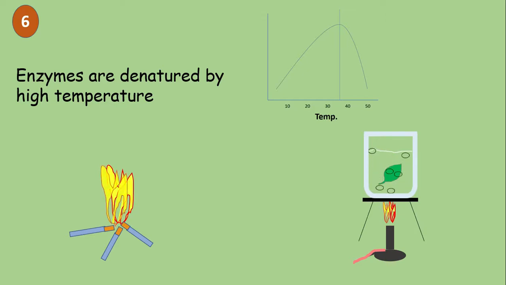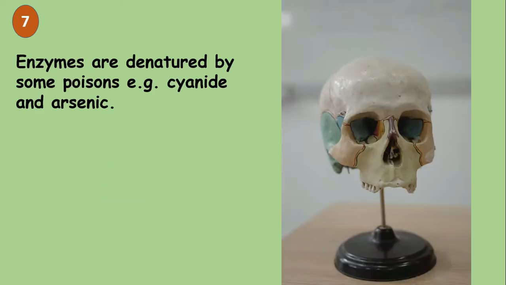And we move on to the seventh property of enzymes. Here we go. The seventh property of enzymes is that enzymes are denatured by some poison, example cyanide and of course arsenic. And of course denatured won't work, you'll die.